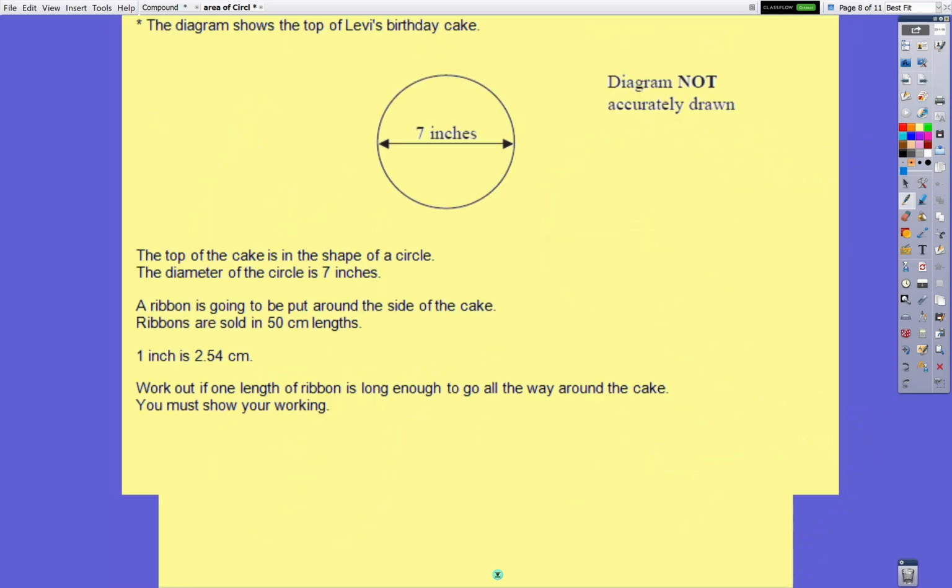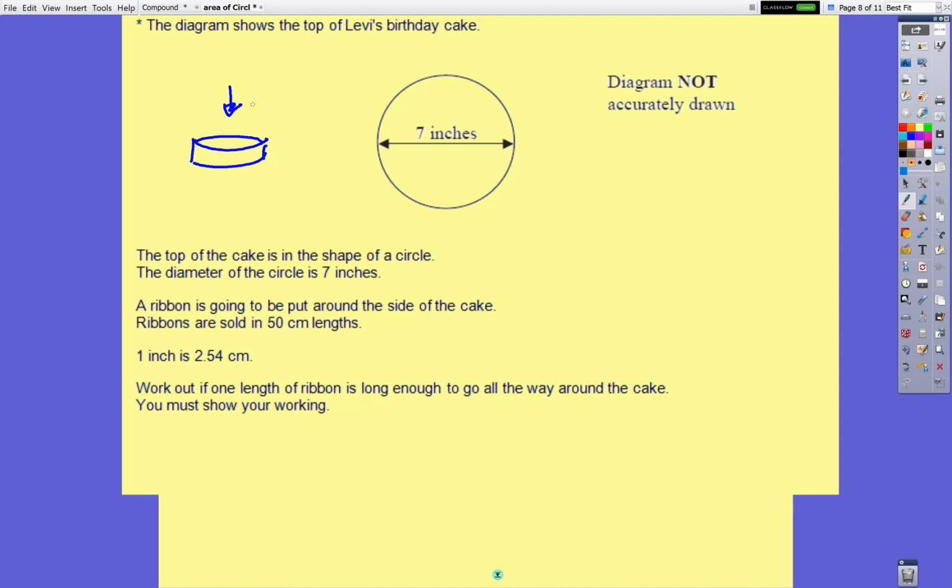Now, some of these questions can be quite tricky, okay? So let's have a look at this past paper one together. Now, we've got Levi's birthday cake. He's got it in inches, okay? So the diameter of this cake, looking on the top of it, as if we're looking at the very top. So here's my sketch, my cake, not very good. We're looking at it from that point of view, okay?